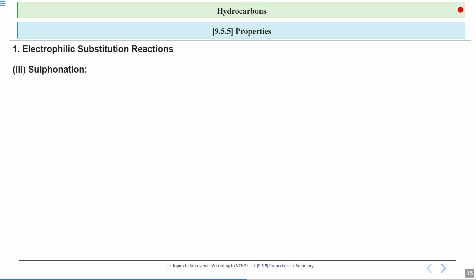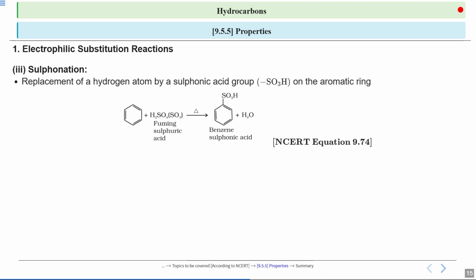Now we are looking at electrophilic substitution reactions, specifically sulfonation. This is the type of reaction where a sulfonic acid group is introduced into an aromatic ring like benzene by replacing a hydrogen atom. Let us focus on how the sulfonation process works. Sulfonation involves replacing a hydrogen atom on the aromatic ring with a sulfonic acid group, written as SO3H. Notice the diagram showing the substitution reaction. This reaction is important because it introduces a functional group that can change the chemical properties of the compound, making it useful for making dyes, detergents and drugs.